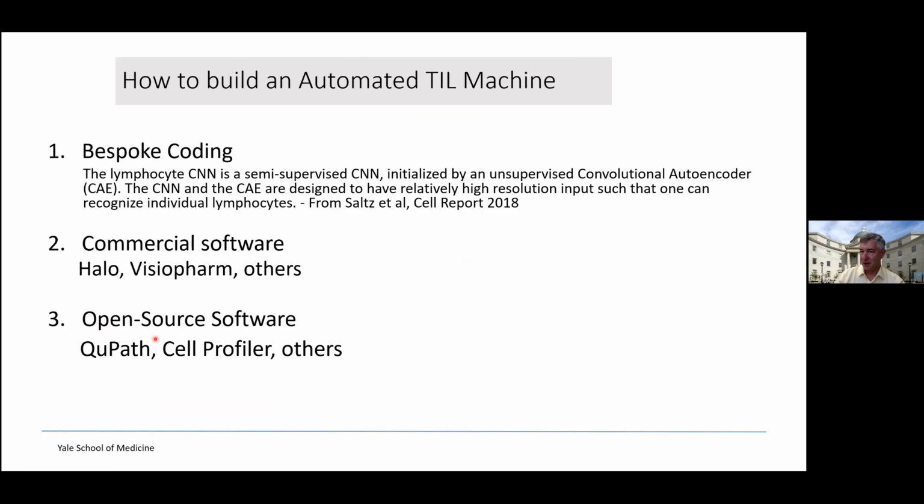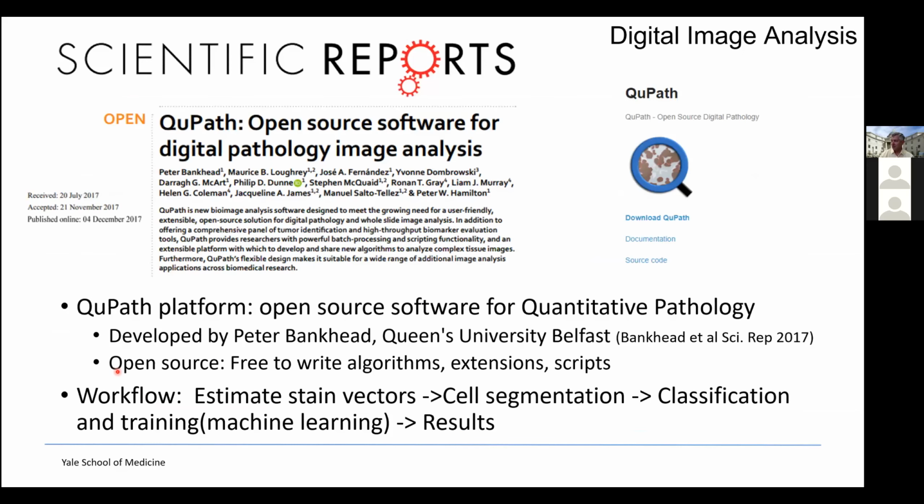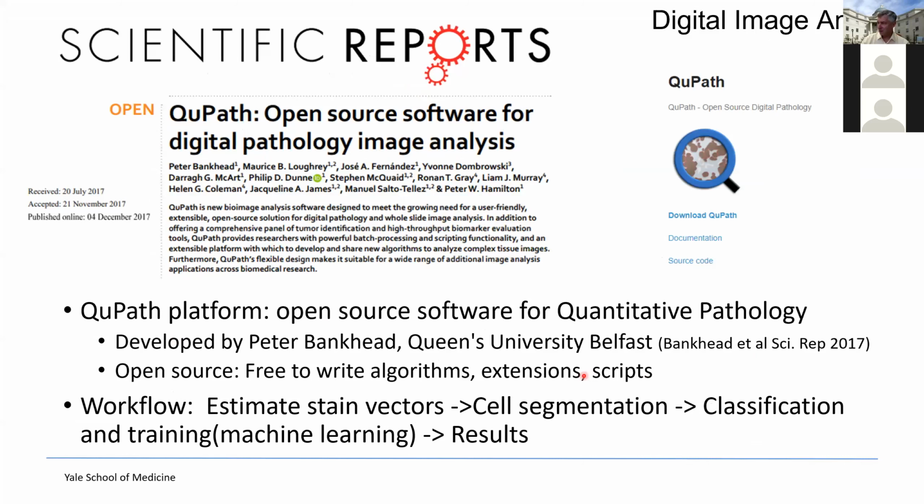And for the rest of the talk, I'm going to talk a lot about QuPath. QuPath is one of the pieces of software we use heavily in our lab to analyze tissue. It's open source software for quantitative pathology, originally developed by Peter Bankhead at Queen's University as part of his PhD thesis. There are quite a few papers in the literature now. And according to Peter, it's been downloaded thousands of times, and there are thousands of users around the world. If you're a coder, you can write your own algorithms, extensions and scripts. And even if you're not a coder, if you're a pathologist like we are, you can still use it.